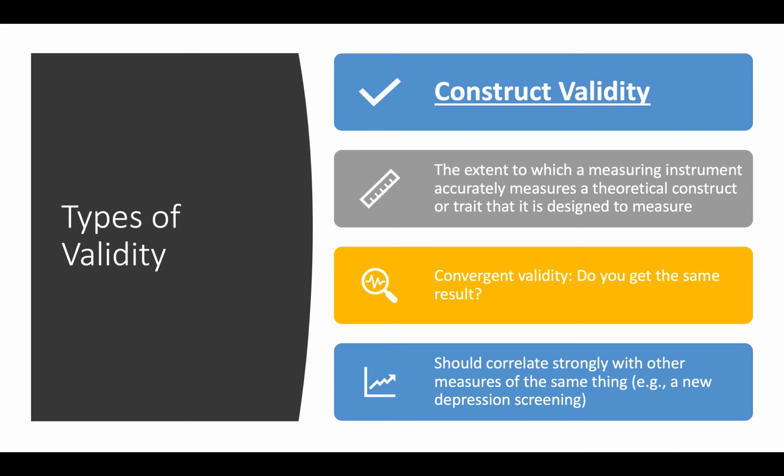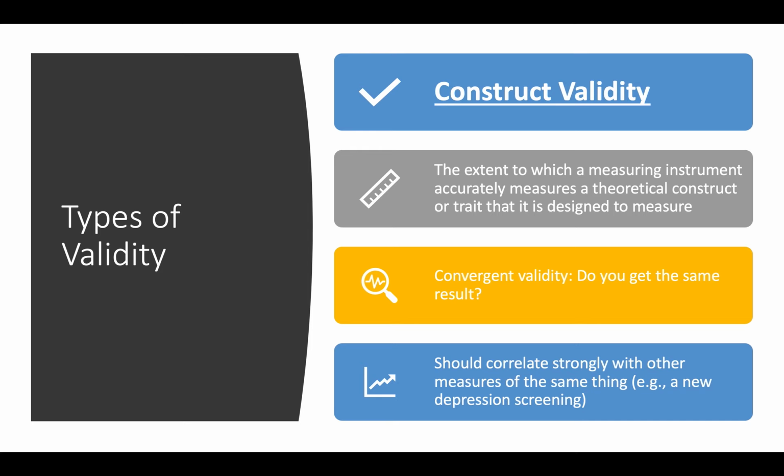Now last, we have construct validity, and there are 2 types of construct validity. This refers to the extent to which a measuring instrument accurately measures the theoretical construct or trait it was designed to measure. So does your measure of happiness actually measure happiness? And again, we have 2 types here. The first is convergent validity. Do we get the same result as other measures in this area, right? So our measure of happiness should correlate strongly with other measures of happiness in the field.